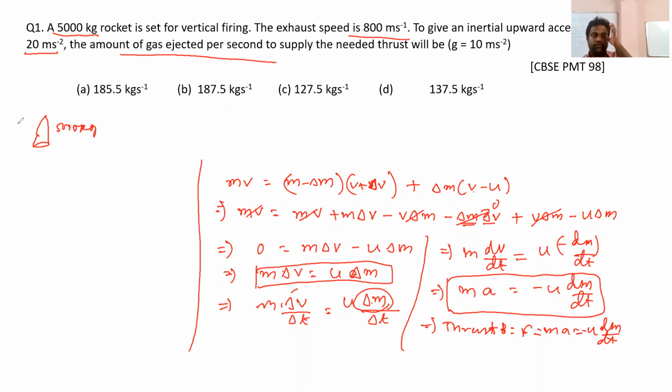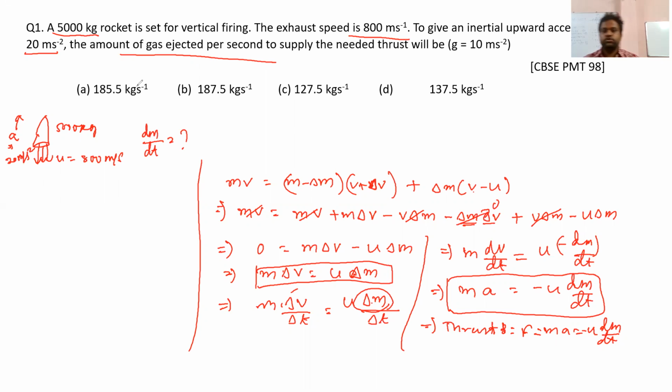It's set for vertical firing. The exhaust speed u is 800 meter per second, to give an initial upward acceleration of 20 meter per second squared. The amount of gas ejected per second. That means the question is asking: what is dm by dt?